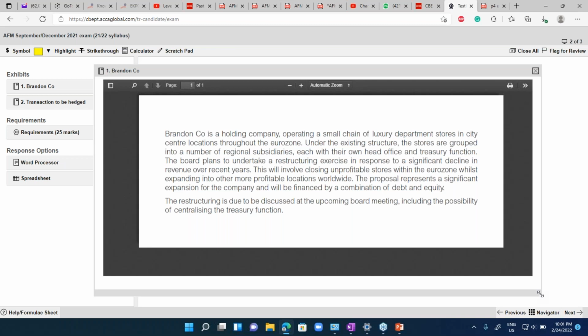The board plans to undertake a restructuring exercise in response to a significant decline in revenue over recent years. This will involve closing unprofitable stores within the Eurozone while expanding into other more profitable locations worldwide. The proposal will be financed by a combination of debt and equity.